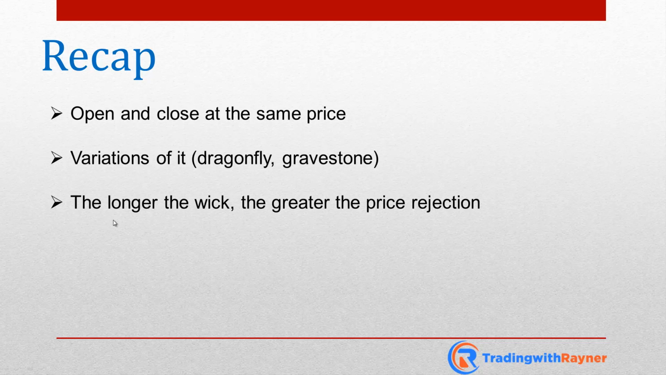And this is basically the clue that tells you, or rather to categorize the different types of doji that you see on your chart, to see where the wick has rejected the price, whether it is higher prices or lower prices.